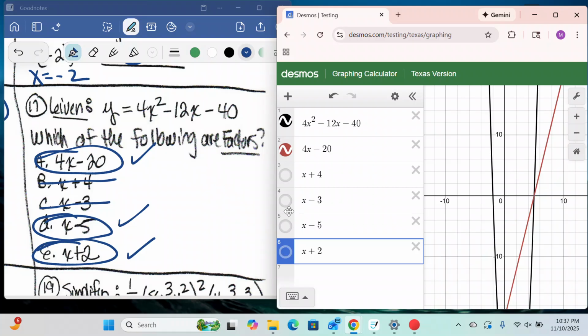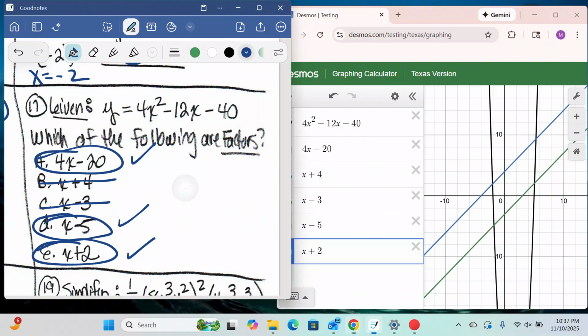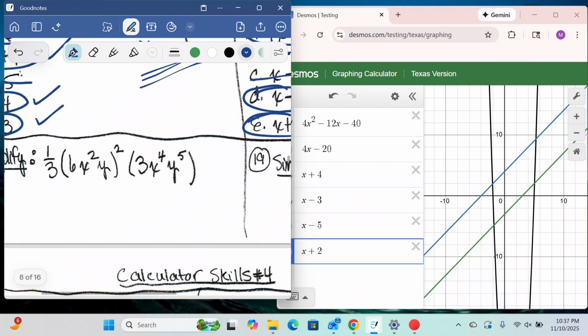And then I can unclick them if I want to, and then I could click the ones that are wrong. So do they pass through my x-intercept? Nope. Does that one pass through my x-intercept? Nope. So that is a correct answer. So again, that means that, guess what? We got the right one. So I'll go ahead and pause the video, and then that way we're going to do our last problems.